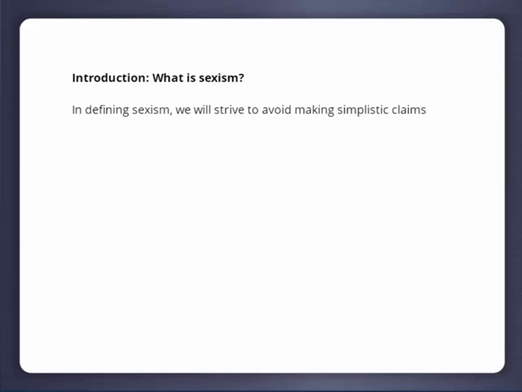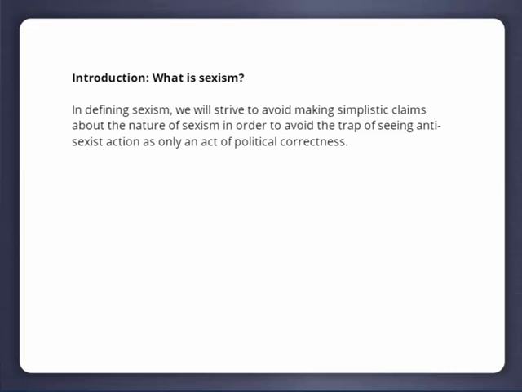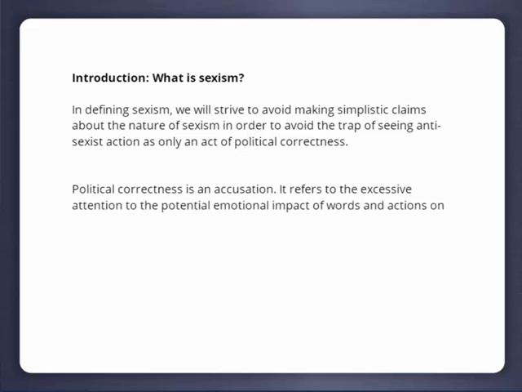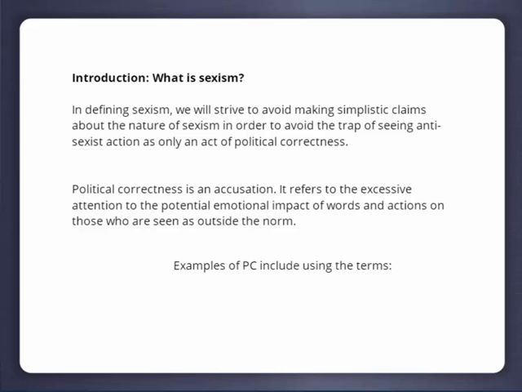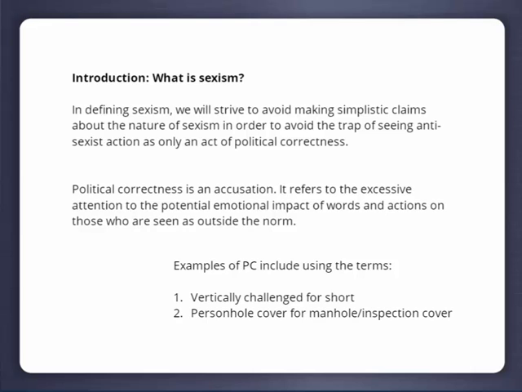In defining the word sexism, we will strive to avoid making simplistic claims about the nature of sexism in order to avoid the trap of seeing anti-sexist action as only an act of political correctness. Political correctness is an accusation. It refers to the excessive attention to the potential emotional impact of words and actions on those who are seen as outside the norm. Examples of political correctness include using the terms vertically challenged for short or personhole cover for manhole or inspection cover.